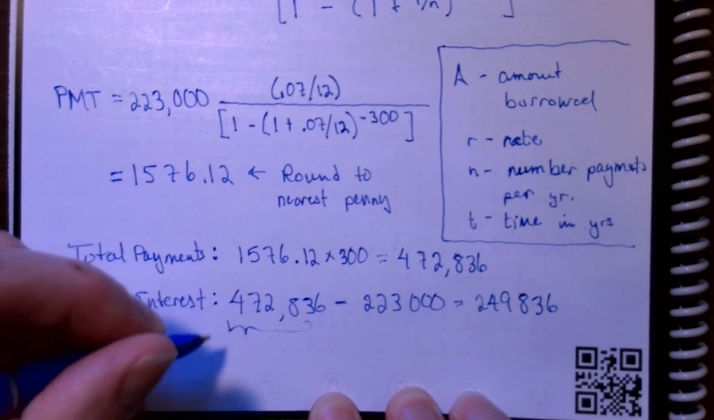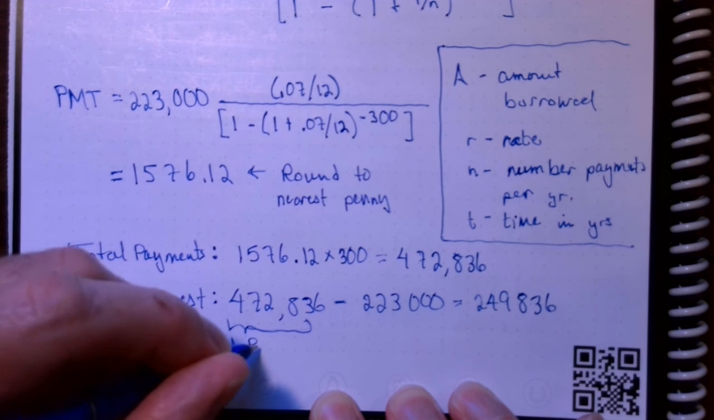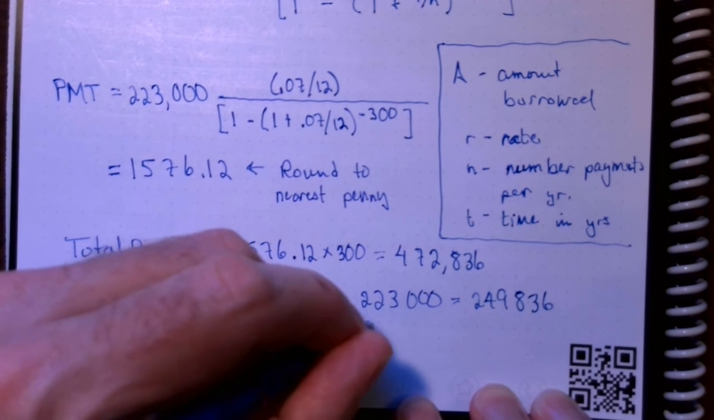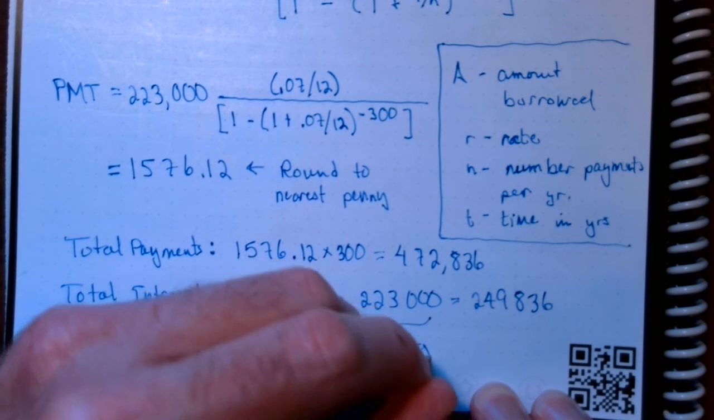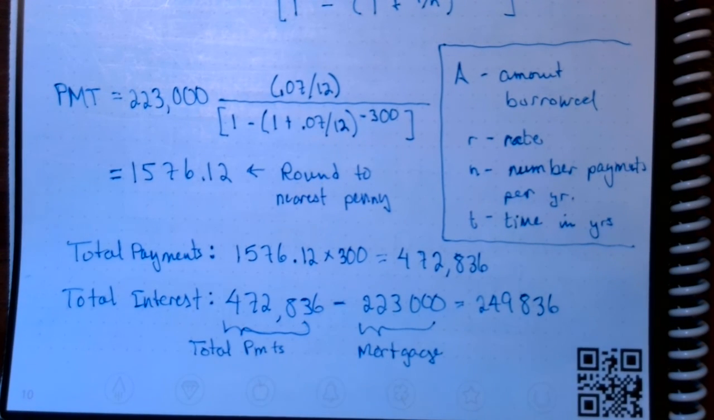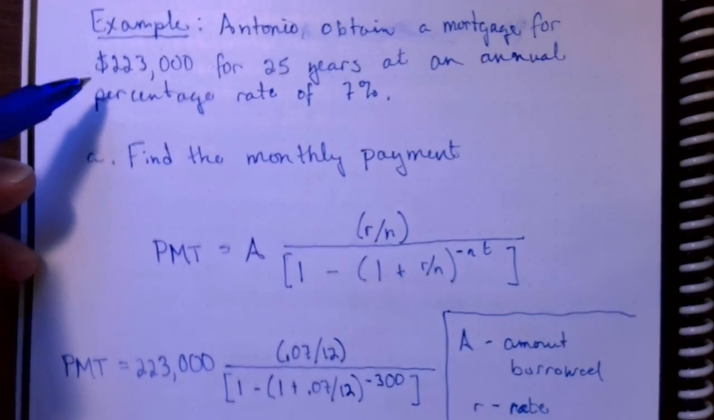So this is the total of all payments, and this was the mortgage amount. And that's how you can determine the total interest paid over the life of the loan. Typically, if you're getting a 25 or 30-year mortgage and you take the whole time to pay it off, you're going to pay more than the original amount borrowed just in interest.